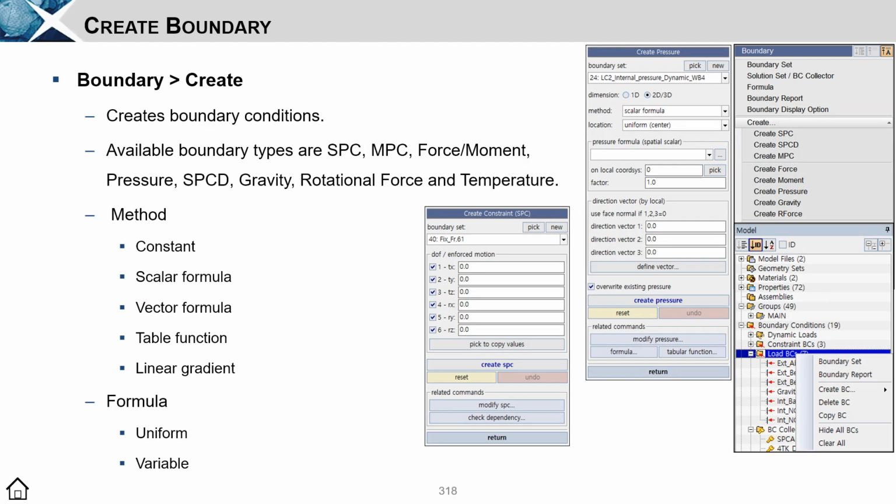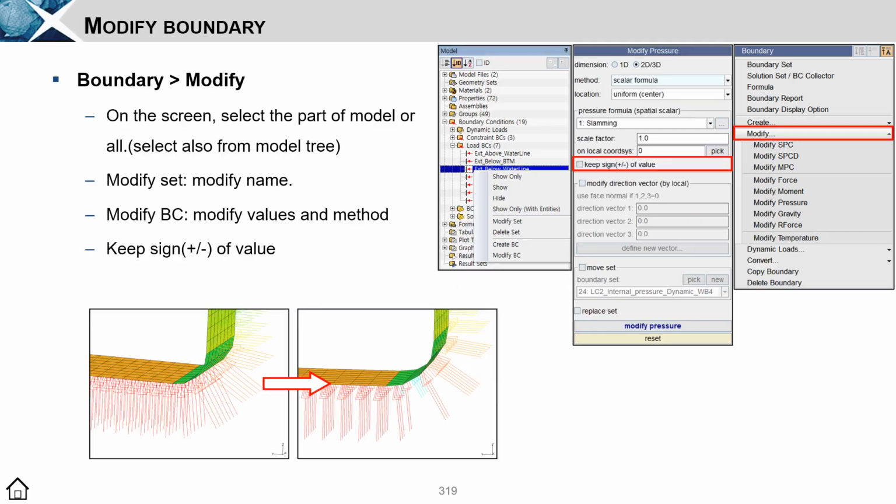These are functions to create the boundary condition. You can create SPC, MPC, force, moment, pressure, SPCD, gravity, rotational force, and temperature. Please see help for details on how to make it. It can be modified by selecting part or all of the boundary set to be modified on the screen. You can also select and modify in the model tree.